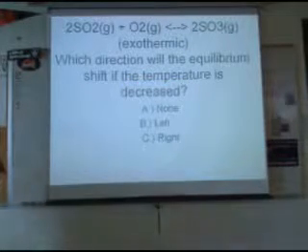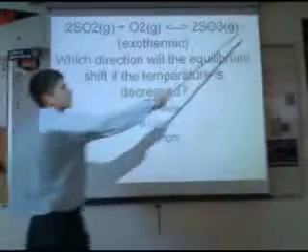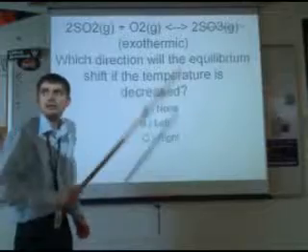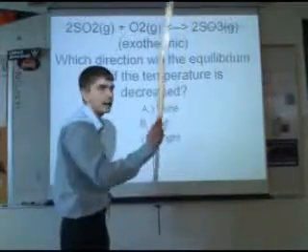Exothermic means your Q is on the right-hand side. So if your temperature is decreased, you're taking away from the right-hand side, so your equilibrium is going to shift to the right.